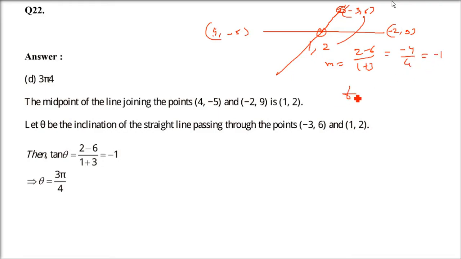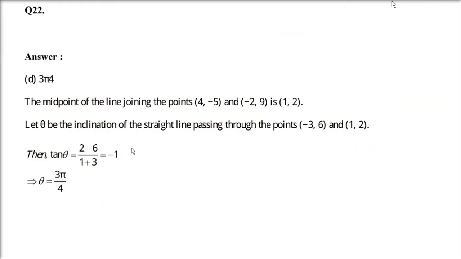So this m, which is tan theta, equals -1, tan theta, theta is 135 degree. So tan 135 is -1. It's basically tan, what is 135? It's pi minus pi by 4. It's 3 pi by 4. The answer is 3 pi by 4.